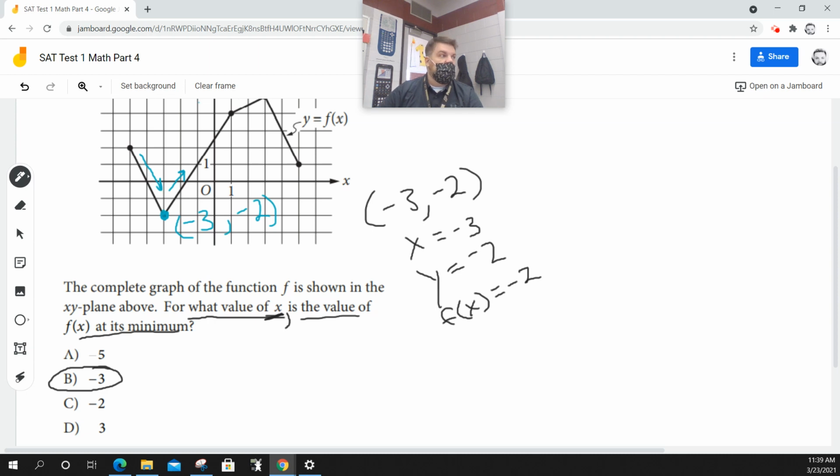Okay. And let me just double check my answer because I thought. Oh, that's what threw me off. I was looking at the answer for the other question. Yep, -3. X equals -3. That's legit.